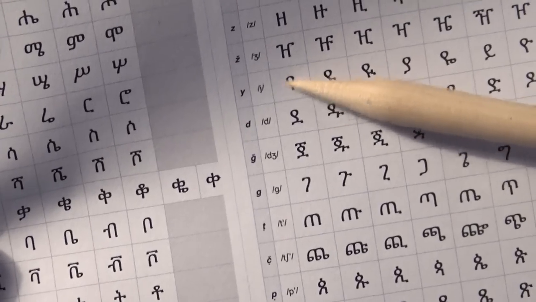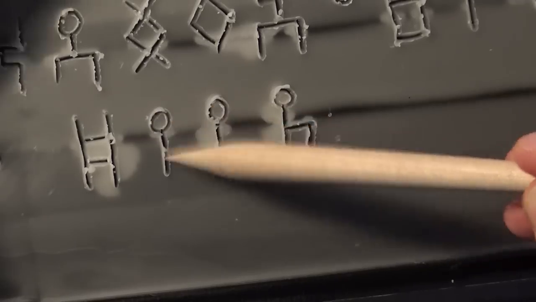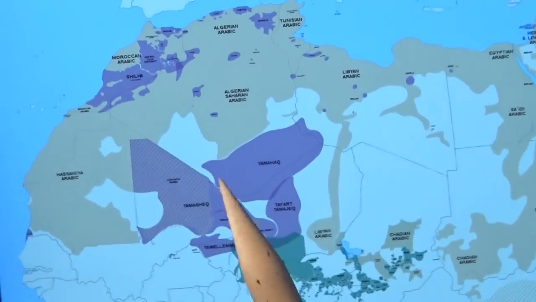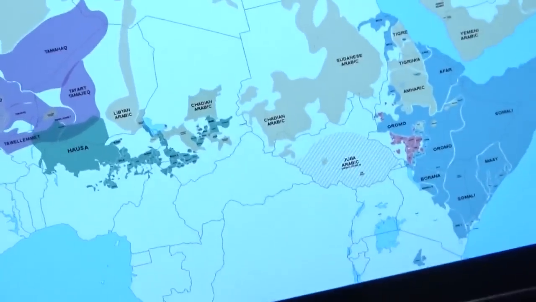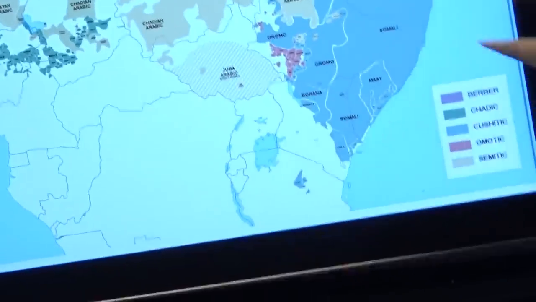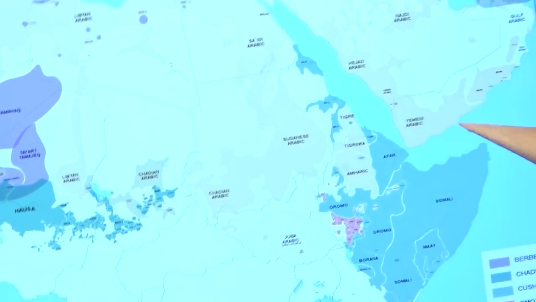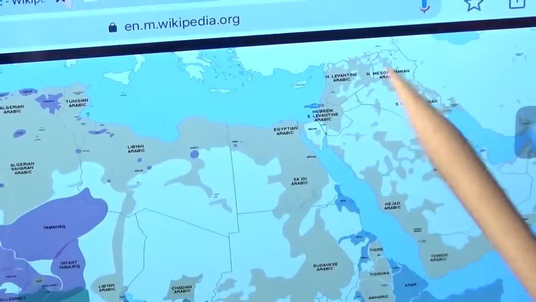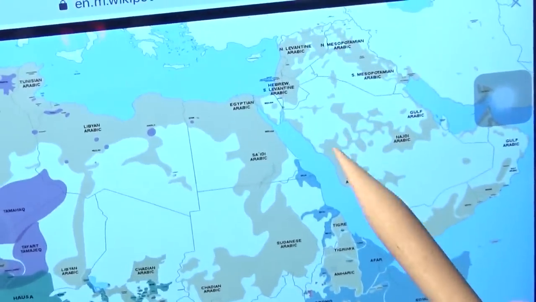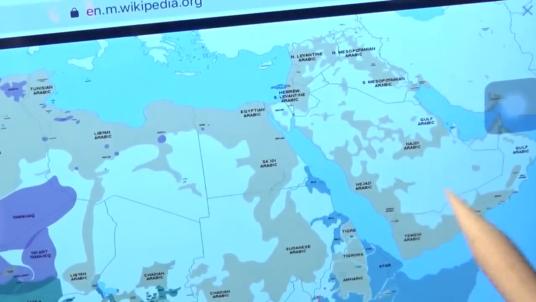J, can clearly see. Oh, it reminds of this one. And if you take a look at a map, here's a Wikipedia article about Afroasiatic languages. You can see that the Semitic branch of it is spoken here in the Levant, the Arabian Peninsula, and where there is no color, I guess it's because it's mostly desert.